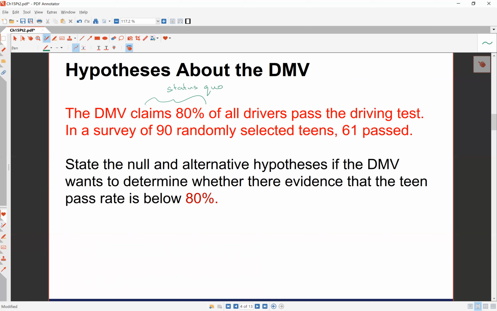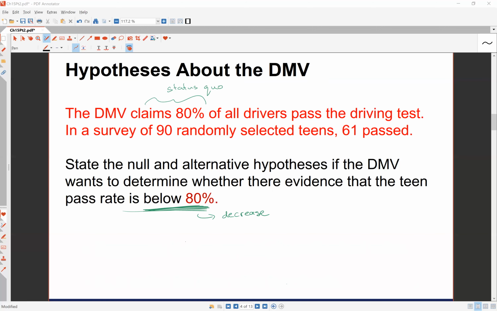But then they do a survey. They take 90 randomly selected teens out of all teens who take the test and find that 61 of them passed. And they want to determine whether there is evidence that the teen pass rate is now below 80%. So that is an alternative that suggests there is a decrease, right, below 80%.